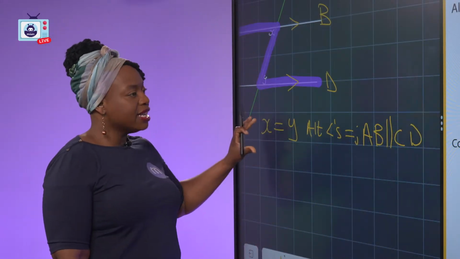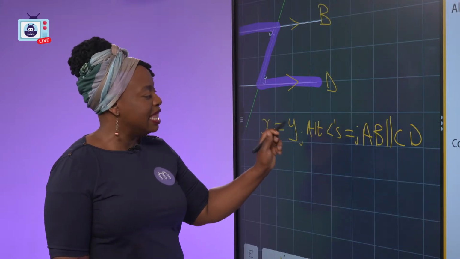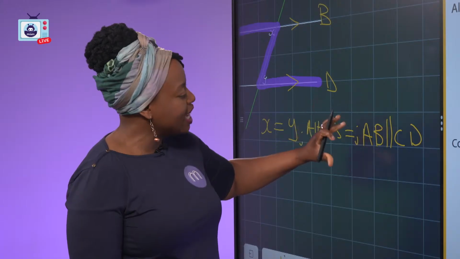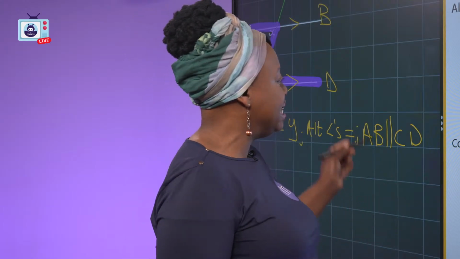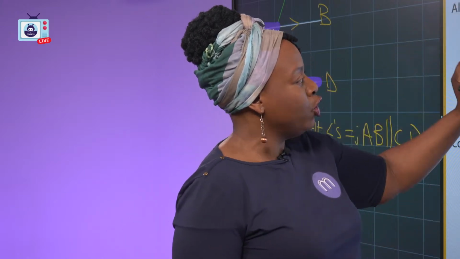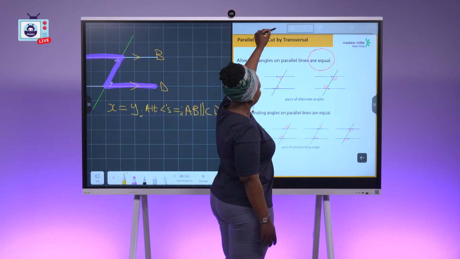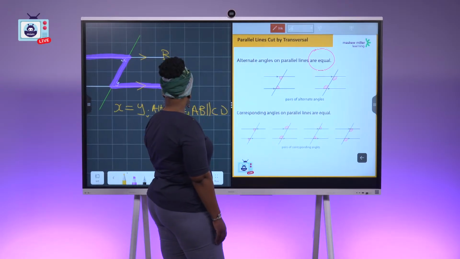You say X equals Y, and you tell them that the reason is because there are alternating angles which are equal, but they cannot alternate and be equal if I don't have parallel lines. So therefore you need to name the sides of the parallel lines that are given to you. That's what is very, very important. Please take note and always do as I'm trying to guide right now.